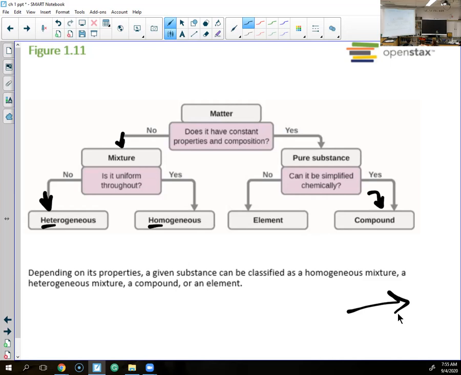So now it's just water with food coloring in it. I've added one more thing so this thing will work. But we're going to say, all right, this looks like a pure substance. There's nothing definable in here to separate it into its parts. So now, can it be simplified chemically?